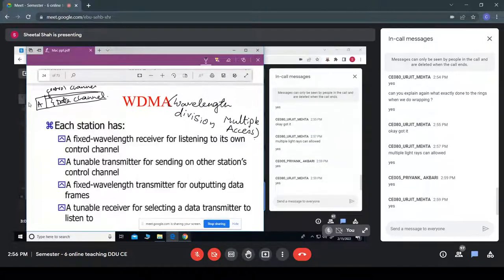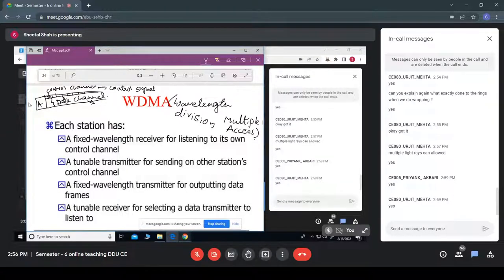Now in wavelength division multiple access, every data channel as well as control channel is divided into a number of slots. So some slots would be like this, either in the data channel or in the control channel. In the control channel, we'll have the control signals or handshake signals, you can say. All those signals would be sent through the control channel, and the data is sent through the data channel. All these channels are divided into time slots.